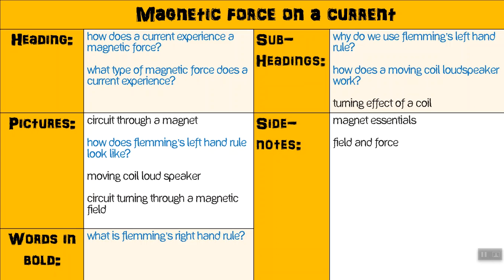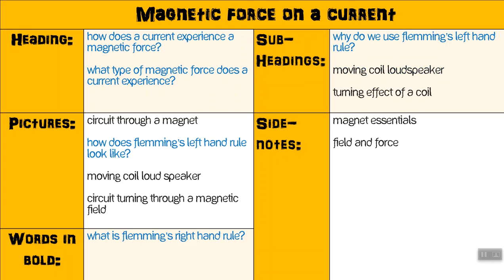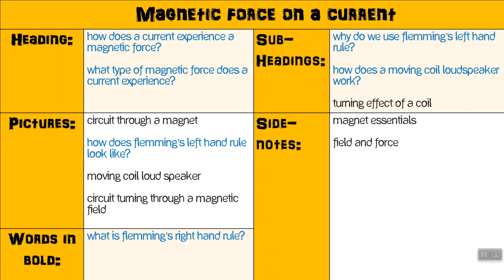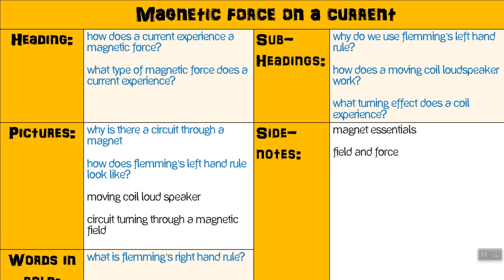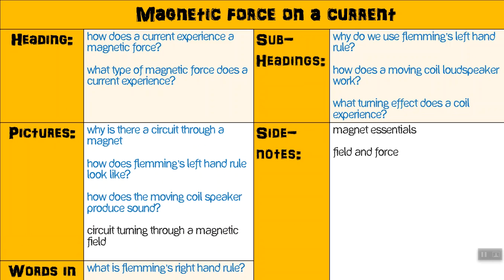And then moving coil in a loudspeaker. How does a moving coil in a loudspeaker work? Turning effect of a coil. What is the turning effect of a coil, or what turning effect does a coil experience? From the picture, circuit through a magnet. Why is there a circuit through a magnet? Moving coil in a loudspeaker. Once again, how does the moving coil in a loudspeaker produce sound? Circuit turning through a magnetic field. What determines the direction and the speed of the moving coil?